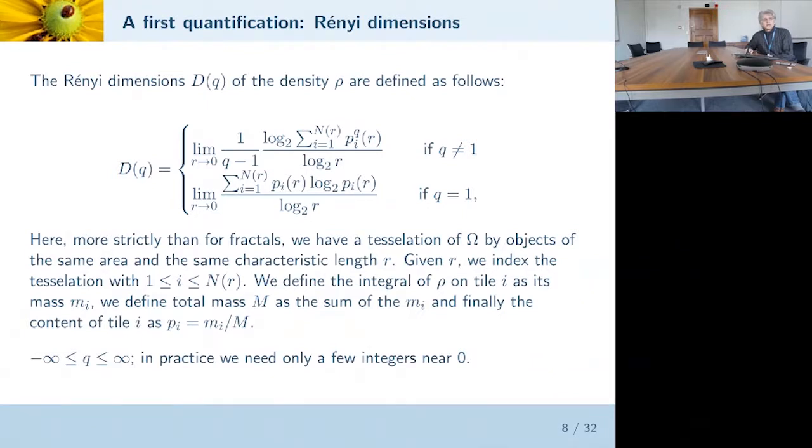When we want to do data fitting, we don't have to take q from minus infinity to infinity. We need only a few integers. Q equal to positive infinity has actually been given a meaning in terms of quantities that have been defined elsewhere. But I'm not talking about that today either.